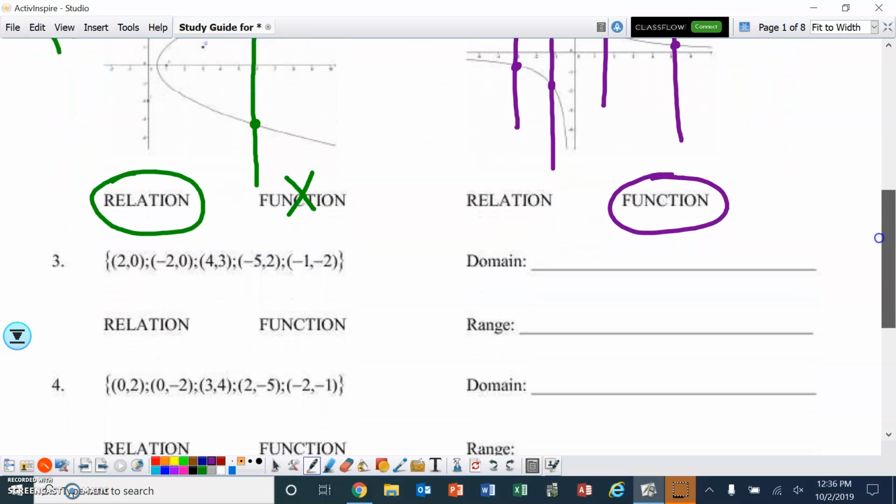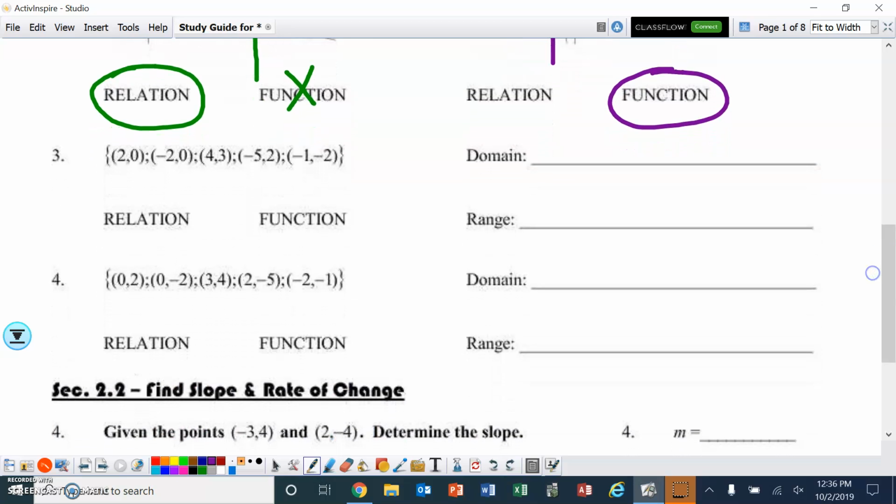Okay, the next part, we're going to determine whether this set of ordered pairs is just a relation, or more specifically, is it a function? So I am going to go ahead and make a table, and I'm going to look at it in my table. I'm going to go smallest x value to largest. So I'm going to go -5, 2. Then it looks like the next one would be -2, 0. And then the next one would be -1.